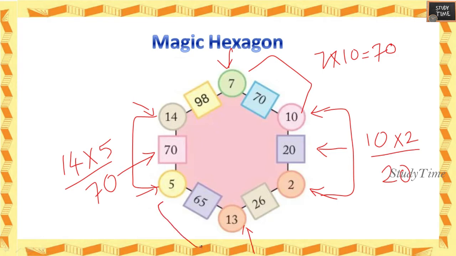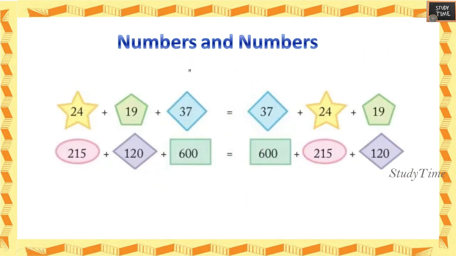In the same way, when you multiply 5 into 13, that gives 65. 13 into 2 gives 26. And 14 into 7 gives 98. This is a magic hexagon. Next, numbers and numbers. Here, the left side and right side are given shapes and numbers. When you see, both are the same, but they are placed in a different order. When you add all these numbers, you will get the same answer.